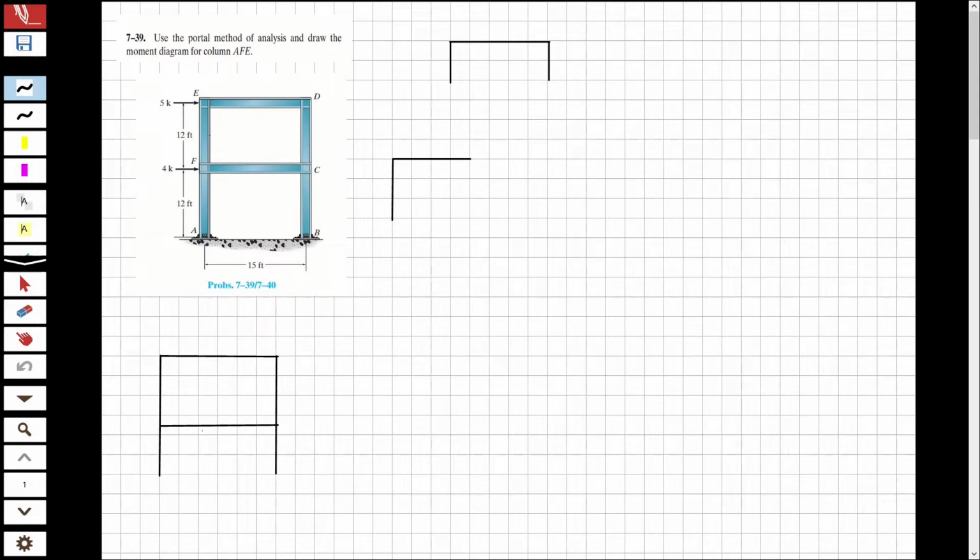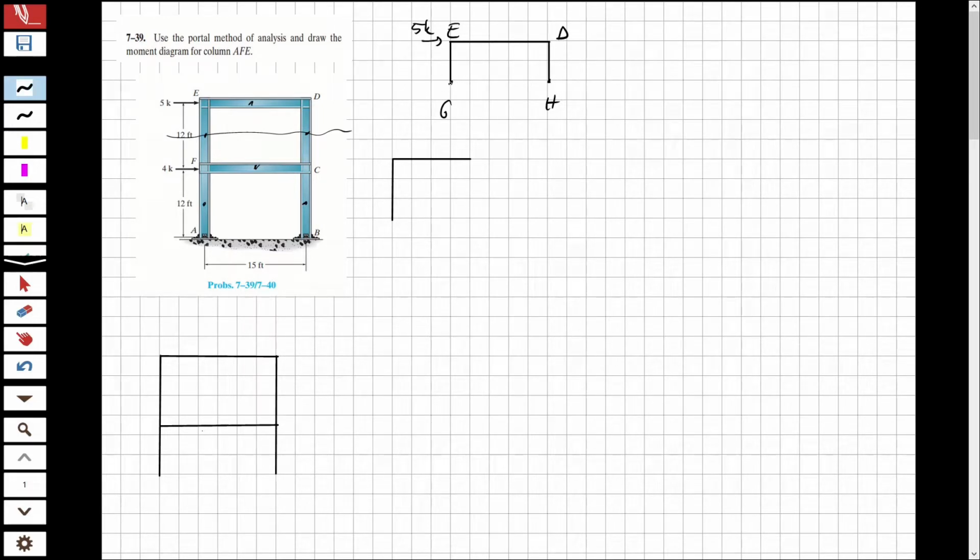Now I'm going to specify the inflection points because we are going to need them to solve this question. We assume that they are all at the midpoint of the beams and columns. I'm going to take the cross section from here and take this part to solve it. This will be point E, this will be point D, this will be G, and this will be H, okay?